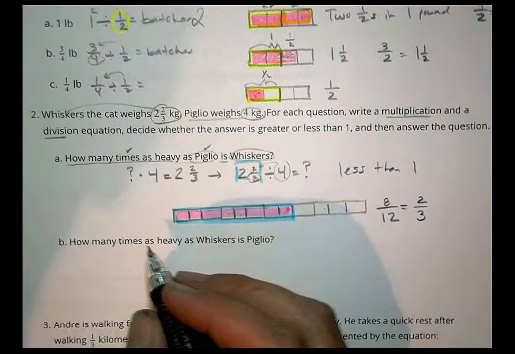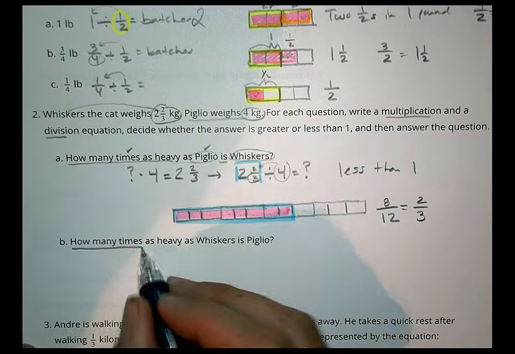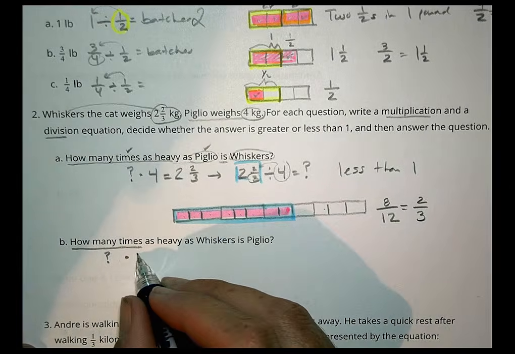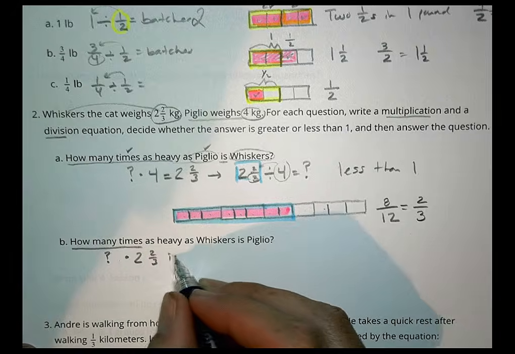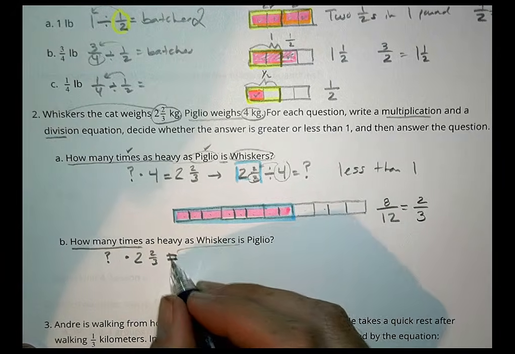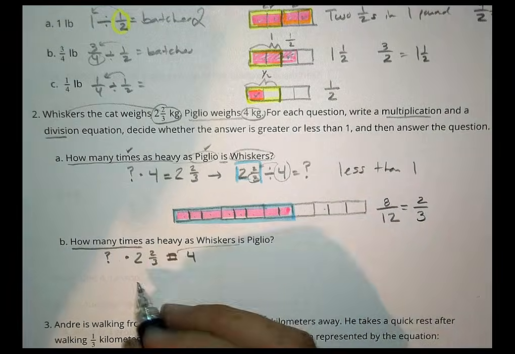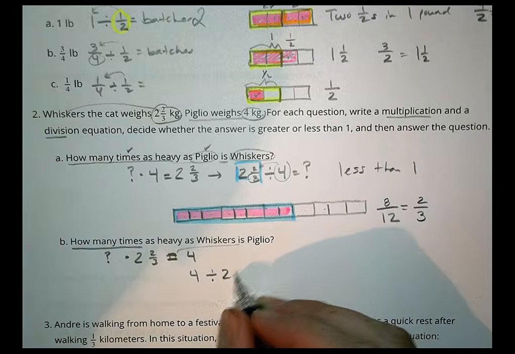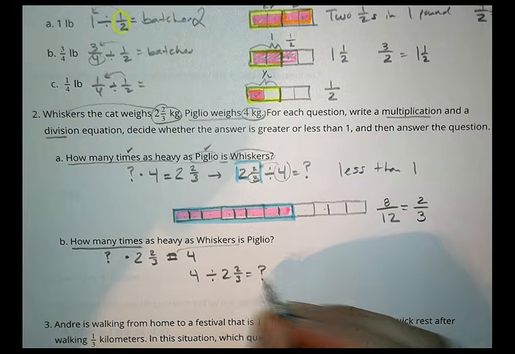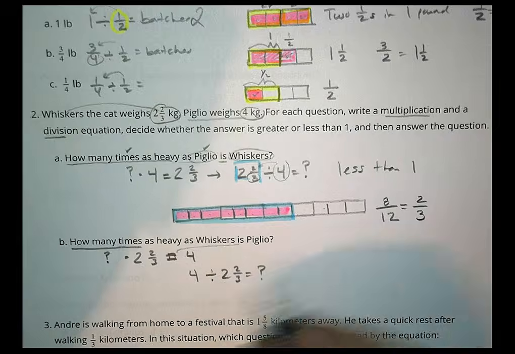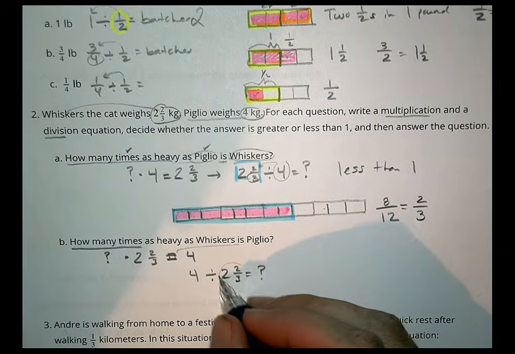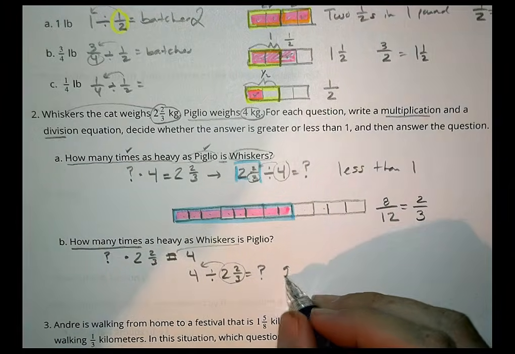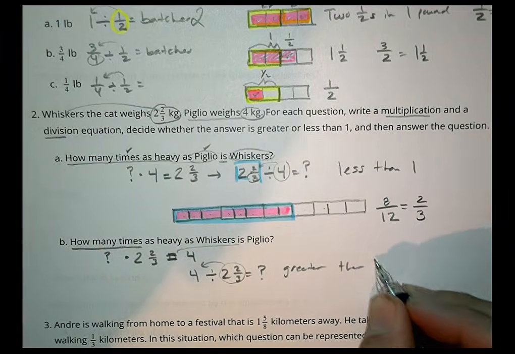For the next one, how many times as heavy as Whiskers is 2 2/3 equals Piglio. Or as a division problem, we're doing 4 divided by 2 2/3 equals question mark. Okay, so again, what am I expecting here? How many 2 2/3 are in 2? Well, are in 4, sorry. That's going to be greater than 1 as an answer. The question is how much greater than 1?